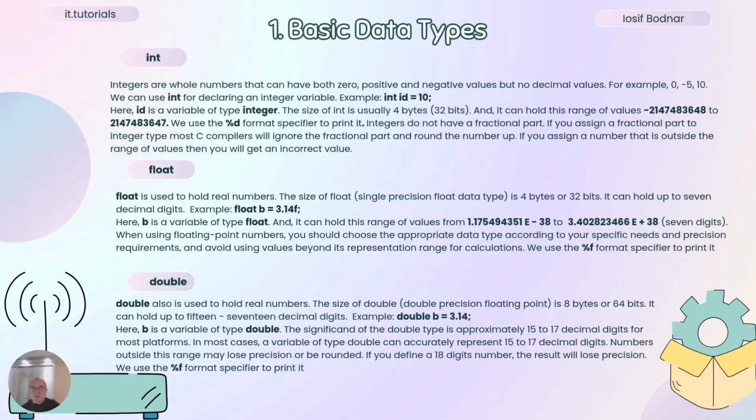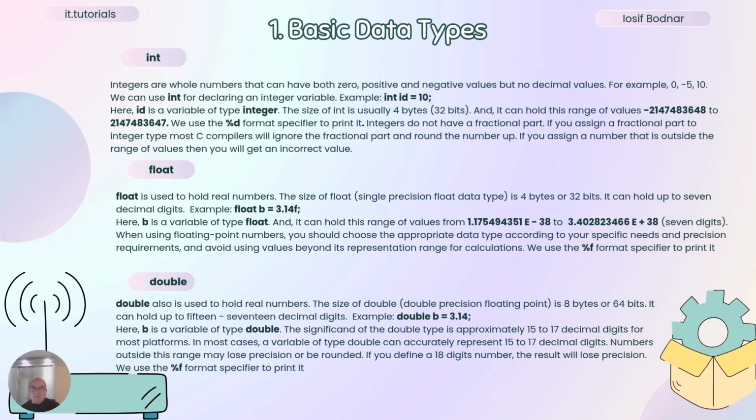Integers do not have a fractional part. If you assign a fractional part to integer type, most C compilers will ignore the fractional part and round the number up. If you assign a number that is outside the range above here, then you will get an incorrect value. Unfortunately, the C compiler will not stop the execution of the app. The compiler will execute the code even if your value is outside of this range of values, and will print an incorrect value. So you will get a logic error actually.